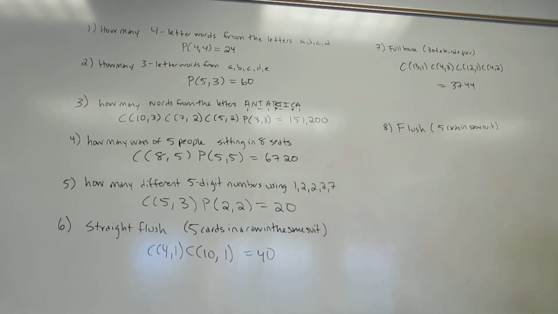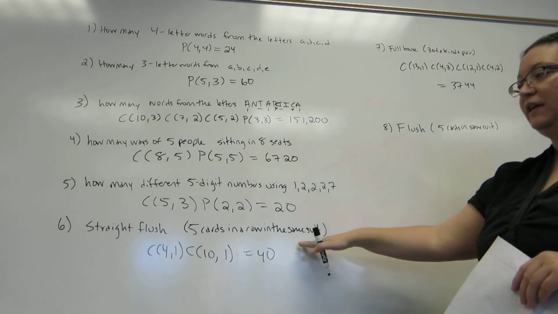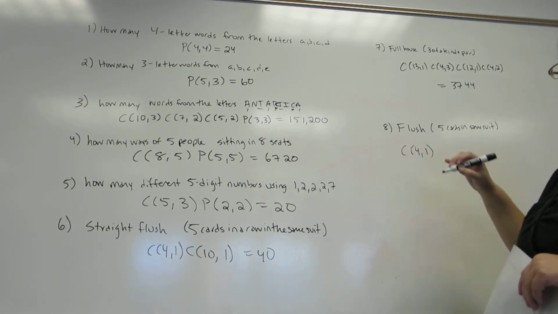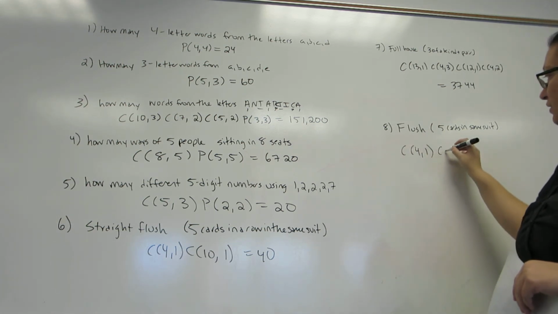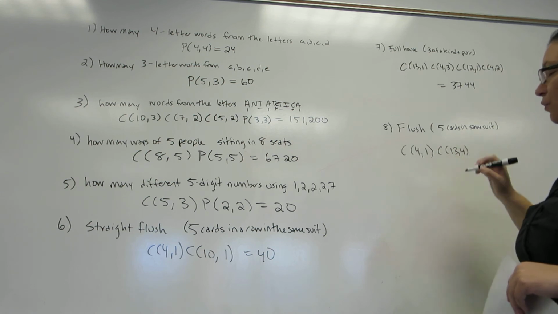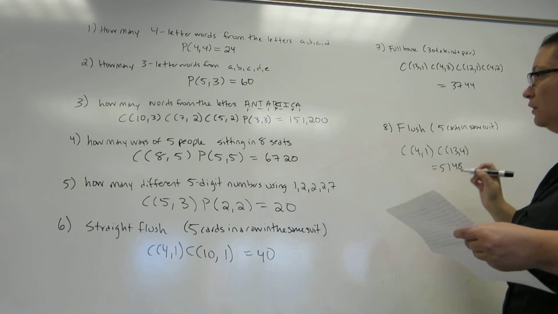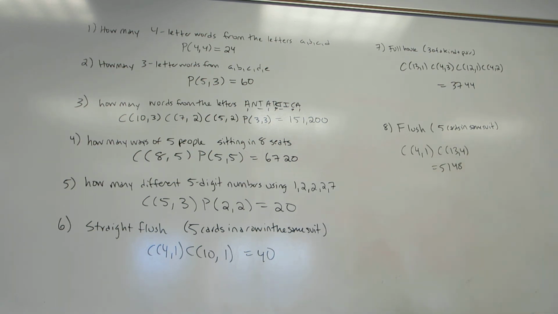Last, I'm going to do a flush. This is 5 cards in the same suit, but they don't necessarily have to be in consecutive order like in the straight flush. So first I'm going to pick what suit they're going to be. There are then 13 cards in that suit, and I simply want 5 of them. So you see that sometimes we use just permutations, sometimes just combinations, and sometimes a combination of chooses and perms based on what we're picking at the time and does order matter for that choice.